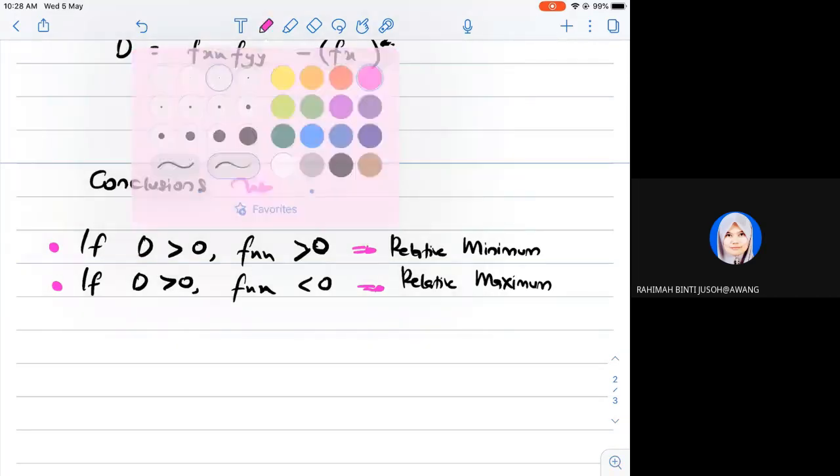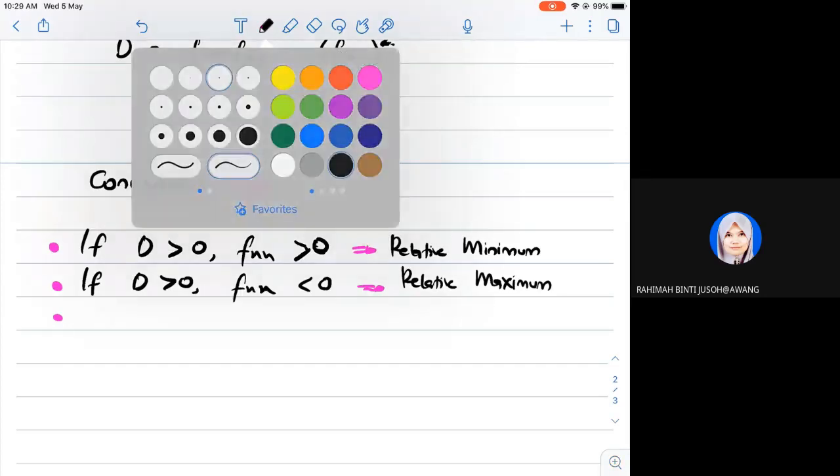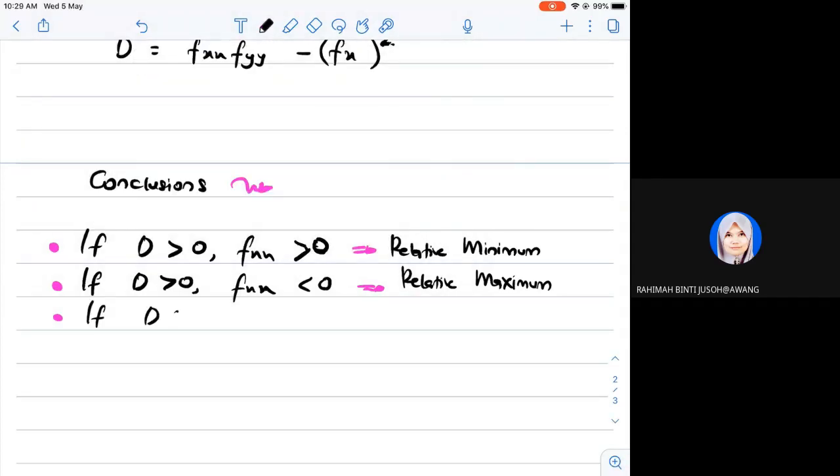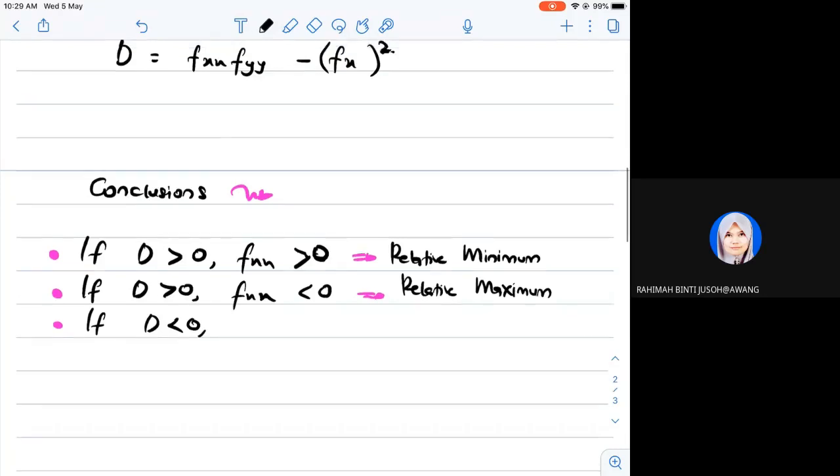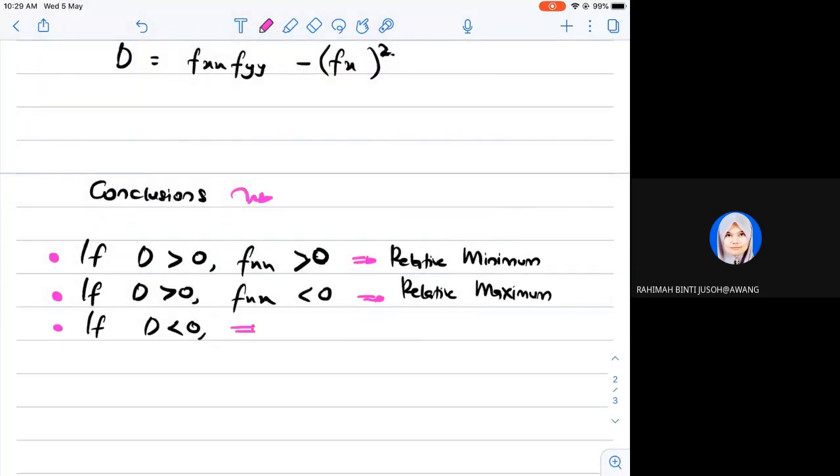Conclusion number 3. If after you calculate your D, you get a negative number, which is less than 0, there is no need for you to look at your fxx. Once you get a negative number, D is a negative number, automatically it becomes a saddle point. So no need to refer to fxx. If D is negative, straight away conclude that the critical point is a saddle point.